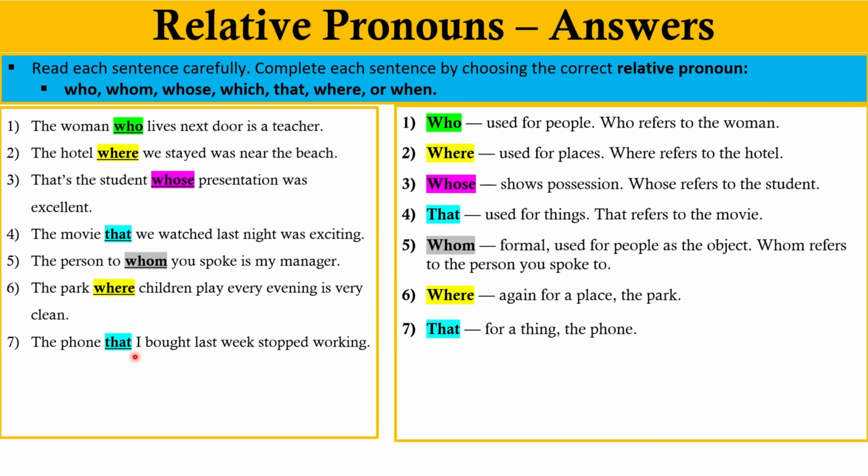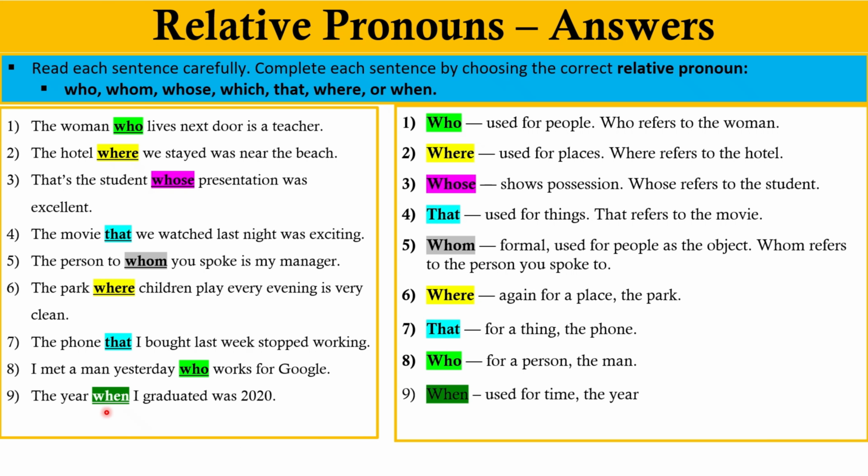The answer for number 7 is that. That refers to a thing, the phone that I bought last week. For number 8, it is who. It is used for people, the man who works for Google. For number 9, the answer is when. When is used for time, the year when I graduated. Finally, for number 10, it is that. That for things, the keys that were missing.